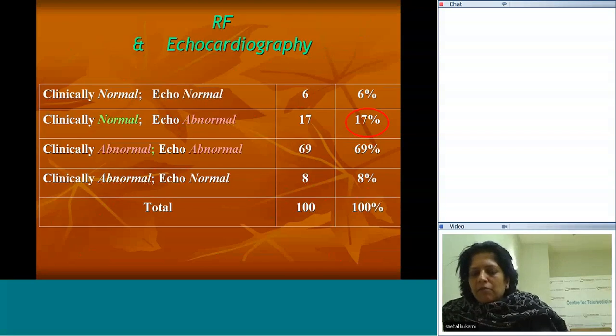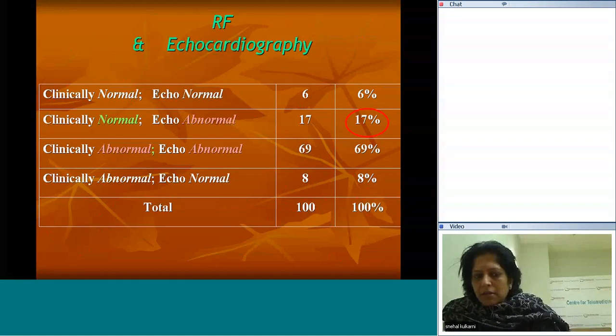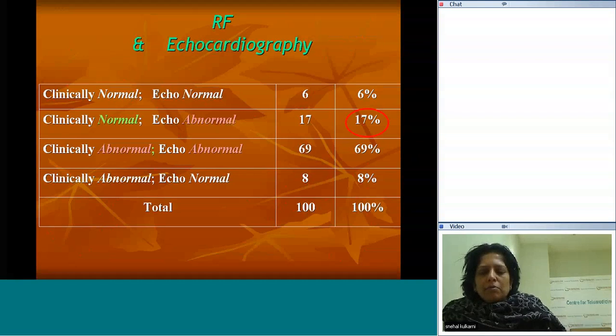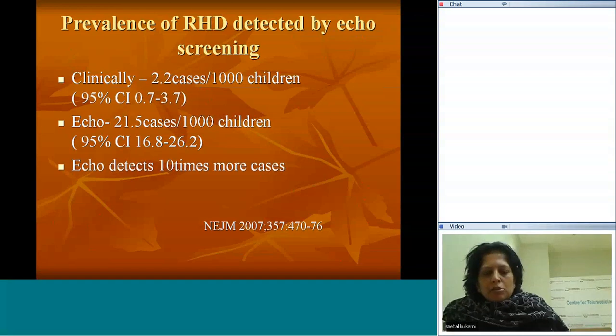And this is one of the reports by one of our Indian centers, when we try to compare the rheumatic heart disease criteria clinically and by echocardiography. If you see the second line, clinically normal and echo abnormal were seen in 17% of the patients. So, they feel that echocardiography needs to be included as a criterion for diagnosis of carditis.